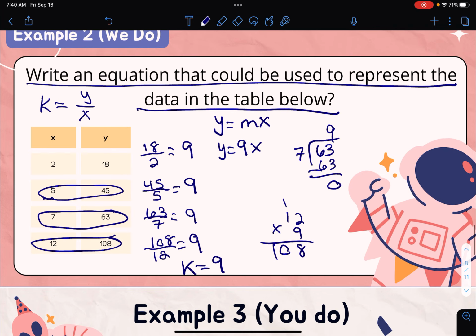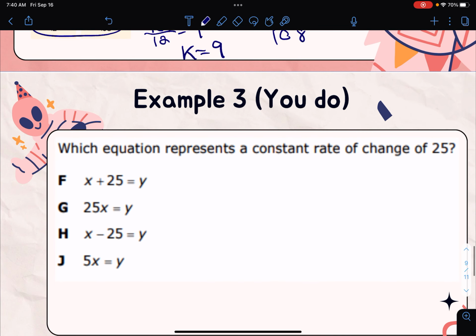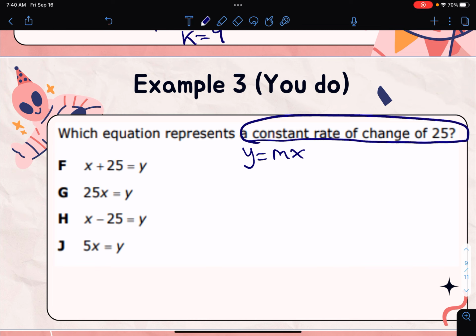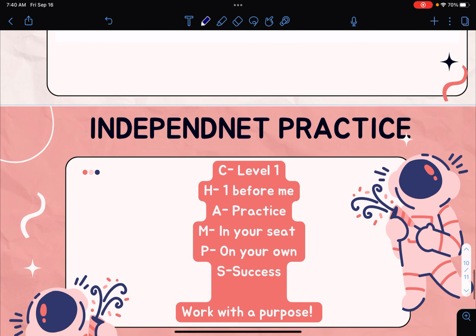Okay? So now it's your turn. You're going to do example 3. And this one is easier. It already gives you your constant. So you're just going to write it in y equals mx form. It tells you your constant rate of 25. So which of those equations is written correctly? Okay? Then after that, you're going to go on to your independent practice.